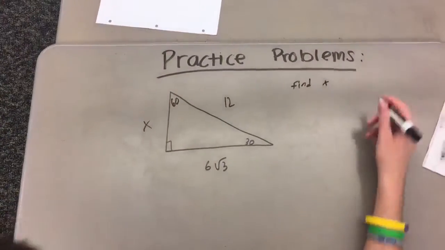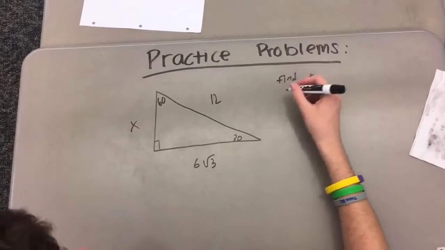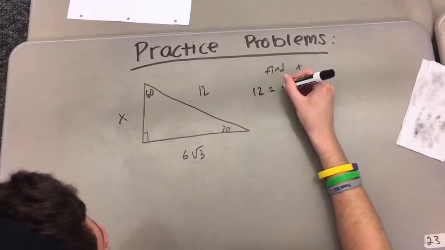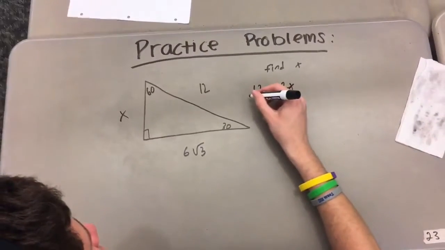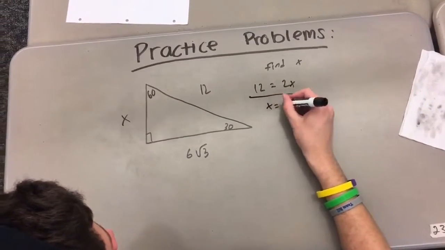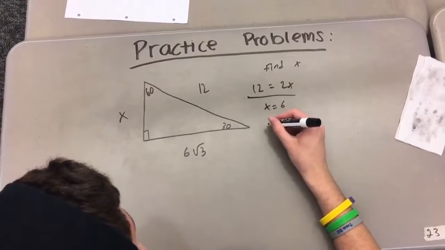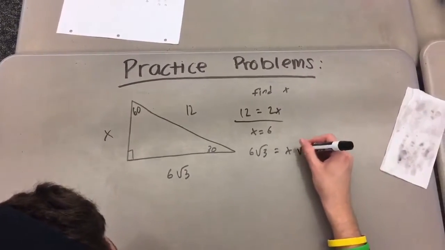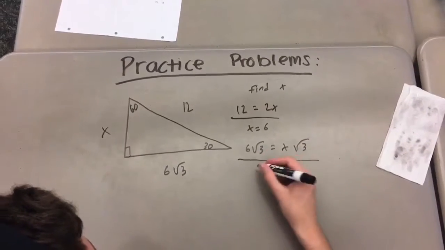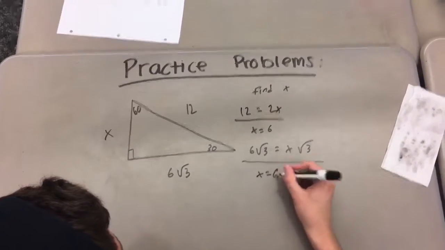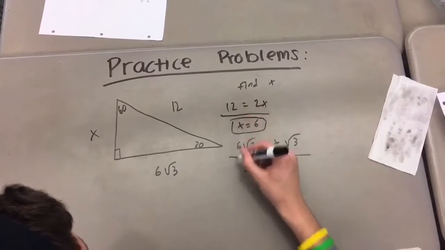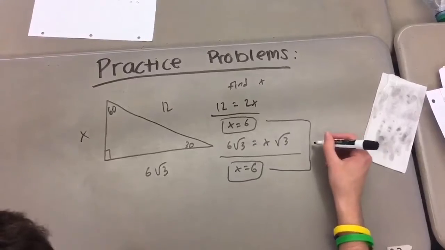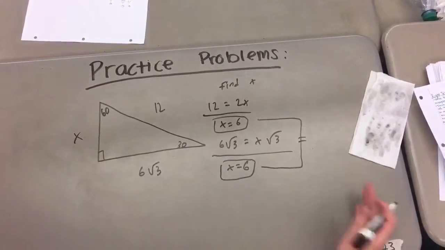You can do this two ways. You can either set 12 equal to 2x, or 6 radical 3 equal to x radical 3. In both cases, you will get the answer of x equals 6. Either way you do it, as demonstrated. And that is all.